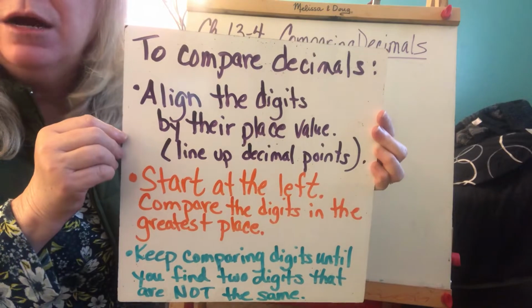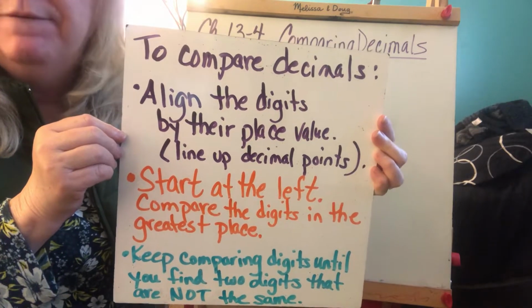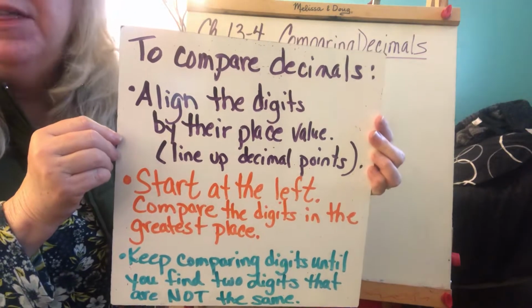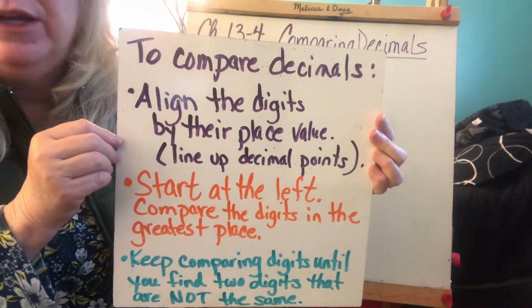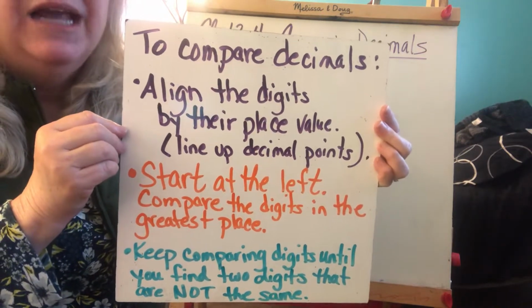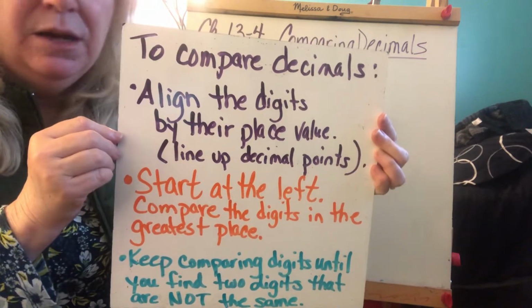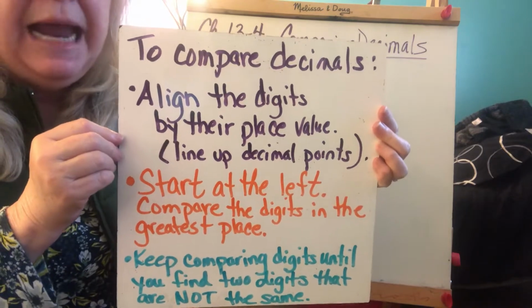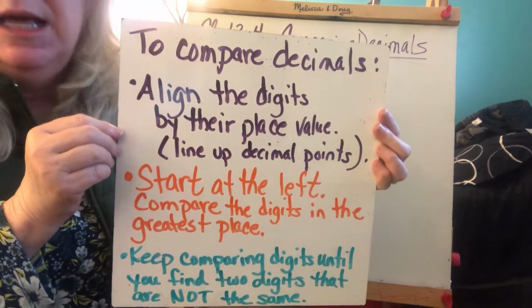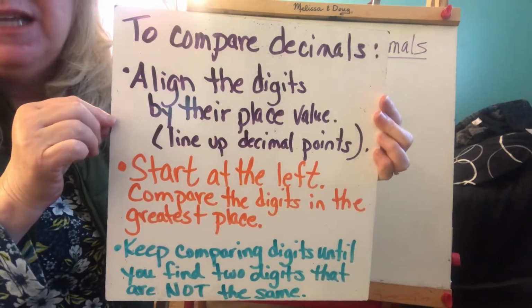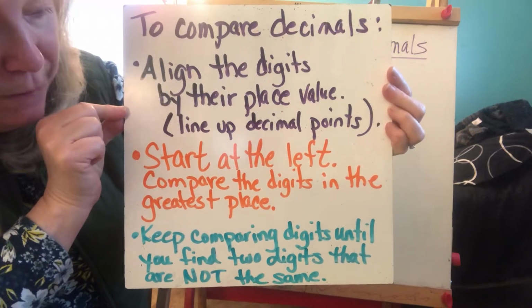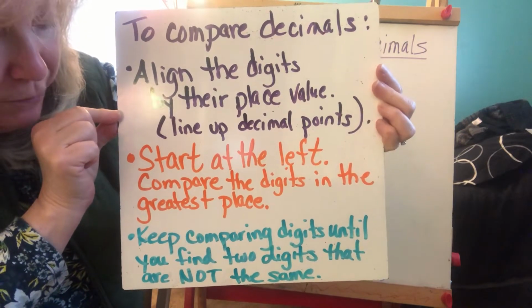To compare decimals, first bullet in purple, align, which means line up the digits by their place value. And the way that you can make sure everything's in the right place is by lining up the decimal points and then putting the numbers on either side, being very careful to keep your numbers in the proper columns. Step 2 is the orange step. Start at the left and compare the digits in the 2 numbers.